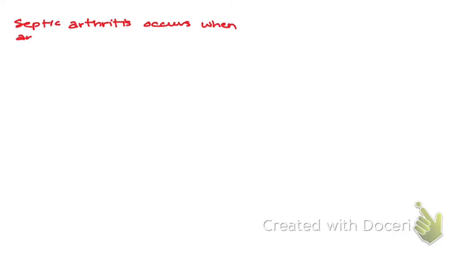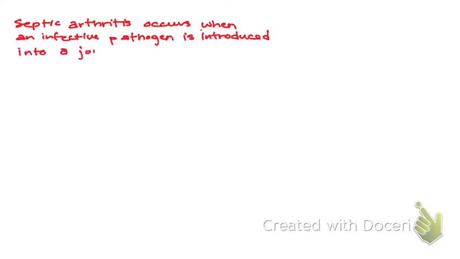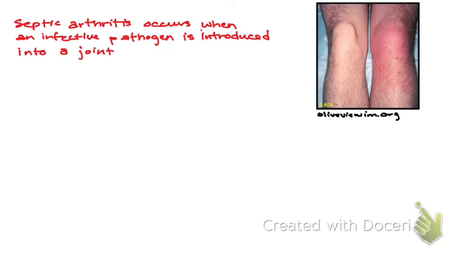Septic arthritis occurs when an infective pathogen is introduced into a joint. Here you can see that it is very hot, red, very tender, and it causes an extreme amount of pain anytime you manipulate the joint. The infective pathogen can be introduced into the joint by spreading through the bloodstream or by introducing an instrument such as a needle into the joint that is infected.